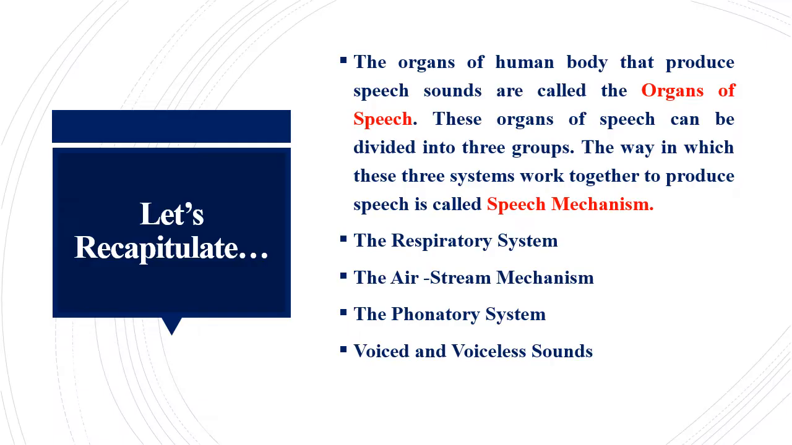But first, let's recapitulate what we have done so far in the previous two sessions on speech mechanism. We have discussed speech mechanism in general, how the organs of the human body that produce speech sounds are called the organs of speech, and these organs of speech can be divided into three groups. The way in which these three groups or three systems work together to produce speech is called speech mechanism. Then we discussed how the respiratory system works in the speech mechanism.